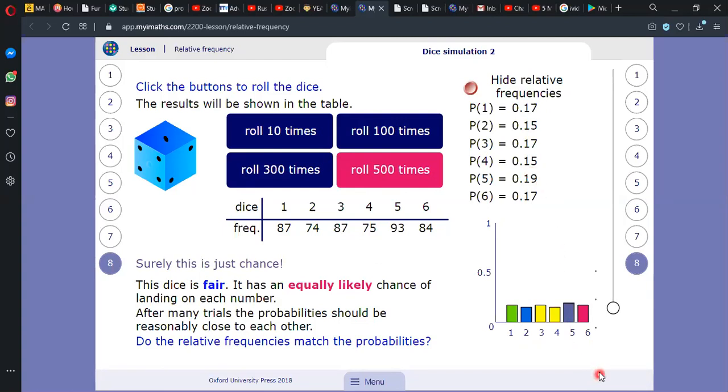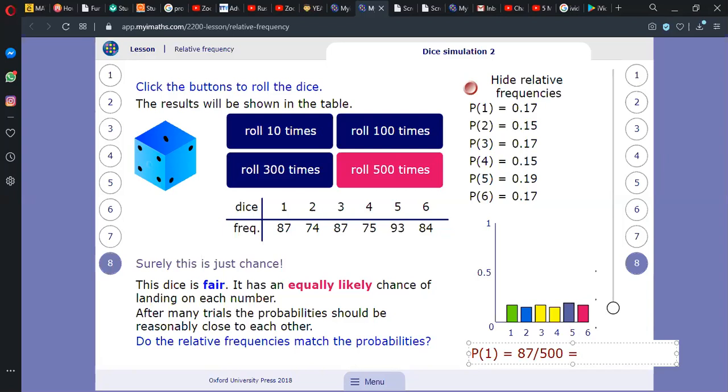So do the relative frequencies match the probabilities? We can actually find out. After 500 times, let me show you what they are trying to say. Let's calculate for 1. The expected probability of 1 is equal to how many times 1 showed up in our dice. It showed up 87 times. So we have 87 divided by the total number of times we did it, which is 500.